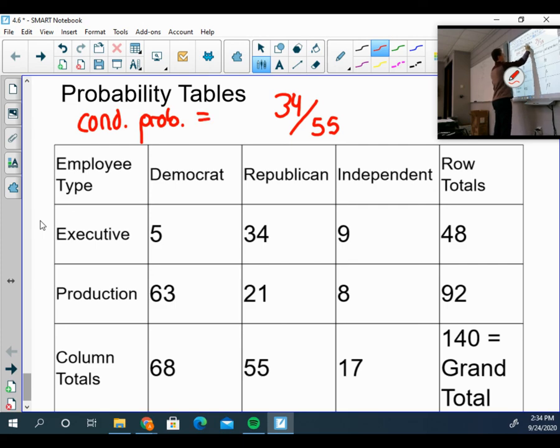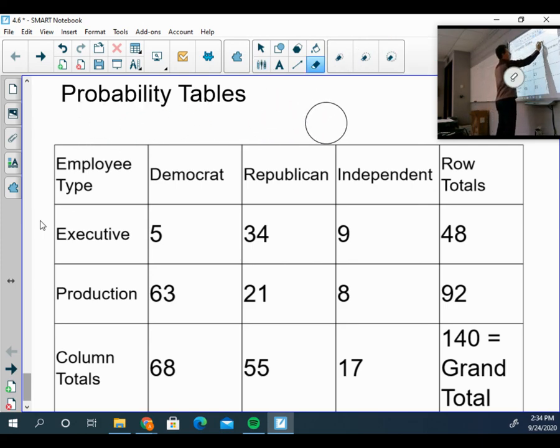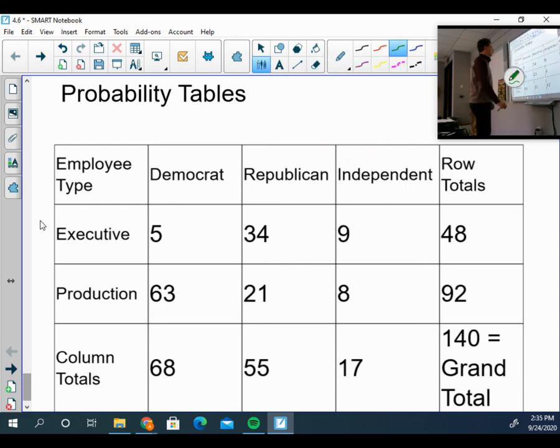When you hear me use the word given, or I am shrinking my total looking at a specific group, that is conditional probability. Let's do one more example. Again, please write down that term. If you didn't get it, go back, pause the video, check it out.